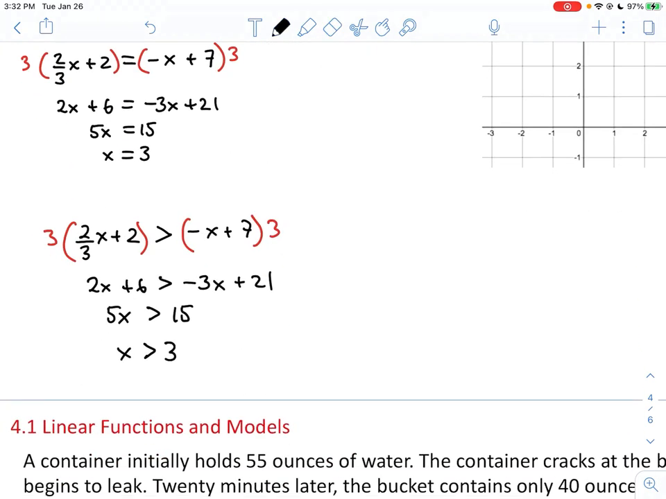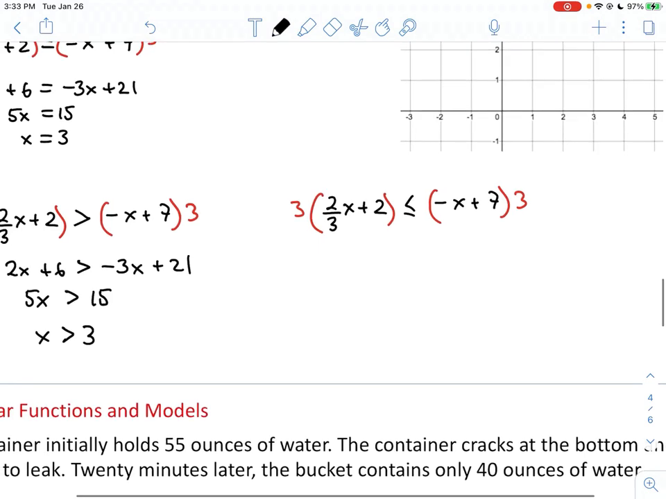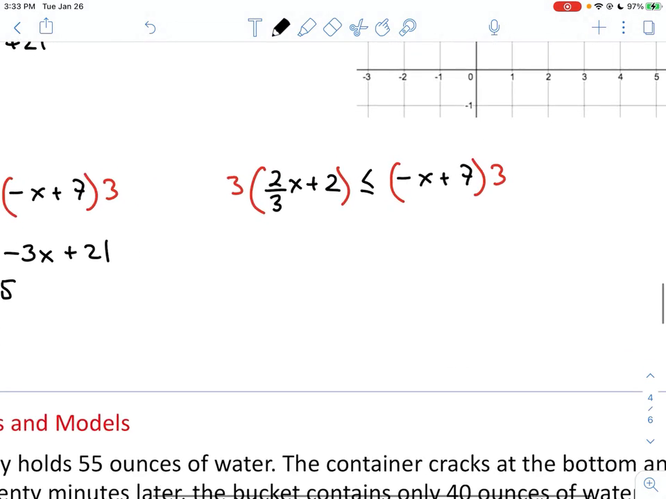And then the other one is less than or equal to. It's going to look a lot like this one here to get started, except this will be less than or equal to. I'm still going to triple both sides, but I want to show you a slightly different approach from there, just so you can be mindful of something that you need to be mindful of. Tripling everything first does not change the direction of the inequality. So we still get 2x plus 6 is less than or equal to negative 3x plus 21. But this time what I'm going to do is I'm going to subtract 2x from both sides.